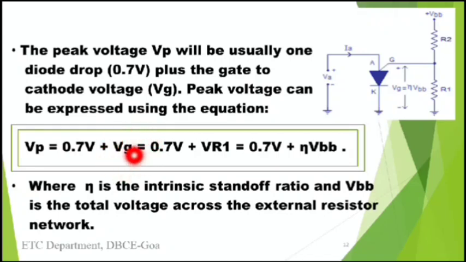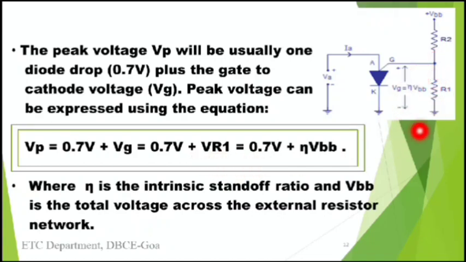Now what is this VG? VG is nothing but the voltage across the gate and the cathode. So VP is equal to 0.7 volts plus VG, which is also equal to 0.7 volts plus VR1. What is this VR1? VR1 is nothing but the voltage across the resistance R1. From the diagram it is clear that the voltage across the gate and the cathode is the same as the voltage across the resistance R1. That is the reason we replace VG with VR1.